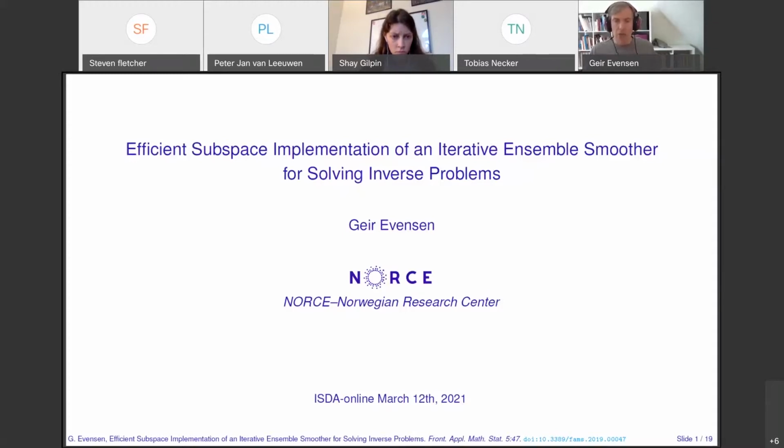It's about an iterative ensemble smoother method that we use for solving parameter estimation problems in oil-reservoir problems. These methods have been used for a long time for state space solutions. But what we did here was to reformulate it in the ensemble subspace. And we found some nice mathematical properties of the method, and also it became very efficient.